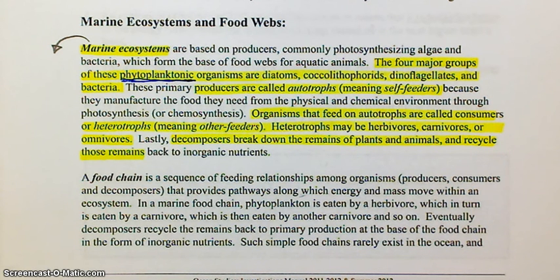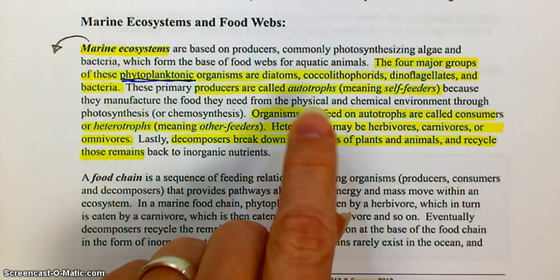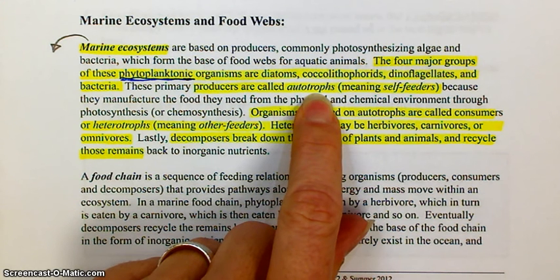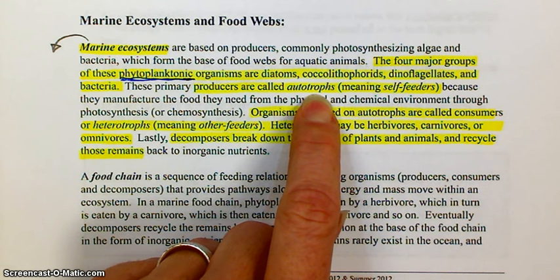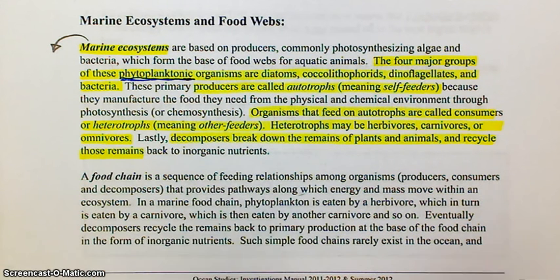All right. But producers in general are autotrophs, meaning they are self-feeders. They make their own food. Okay? In a terrestrial ecosystem, your producers are plants. In a marine ecosystem, your producers are phytoplankton. And phytoplankton is a big word for a lot of different categories of things. Okay? There's many varieties of phytoplankton.